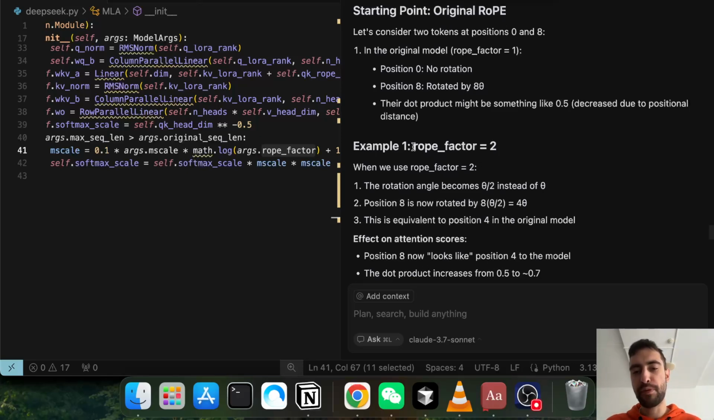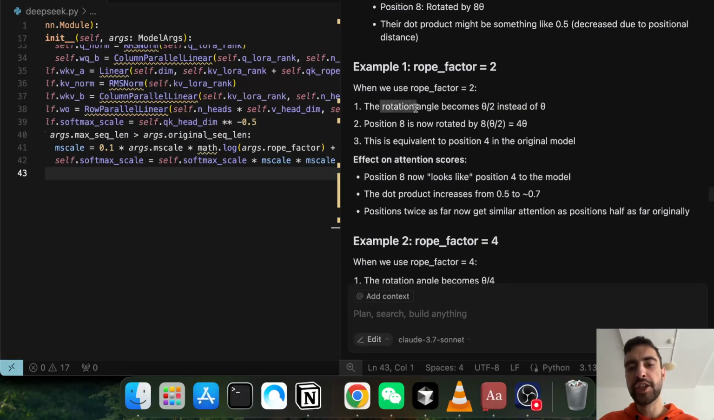Example 1, rope factor is 2. Now we extend the context window by 2x. The rotation angle becomes theta over 2 instead of theta. Now it's rotating 2x slower, with a 2x smaller angle. Position 8 is now rotated by 8 times theta over 2, which is 4 theta. This is equivalent to position 4 in the original model. So now the model sees this token as being at position 4.